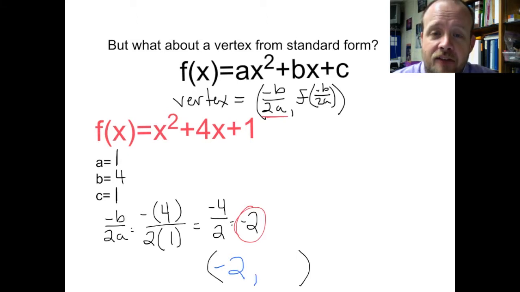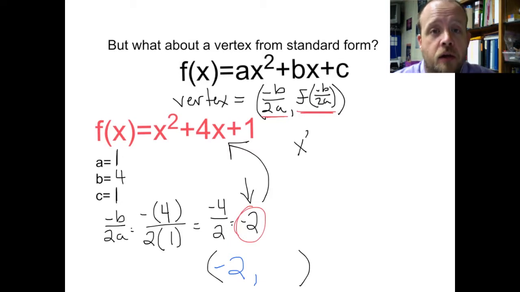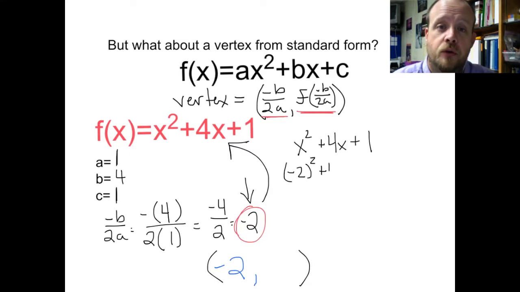Now, the second half is to find f of negative b over 2a. And to do that, what we're going to do is take our original value, negative 2, and plug it back into our original equation. So, if our original equation is x squared plus 4x plus 1, we'll replace x with negative 2. So we plug that in. We get negative 2 squared plus 4 times negative 2 plus 1.